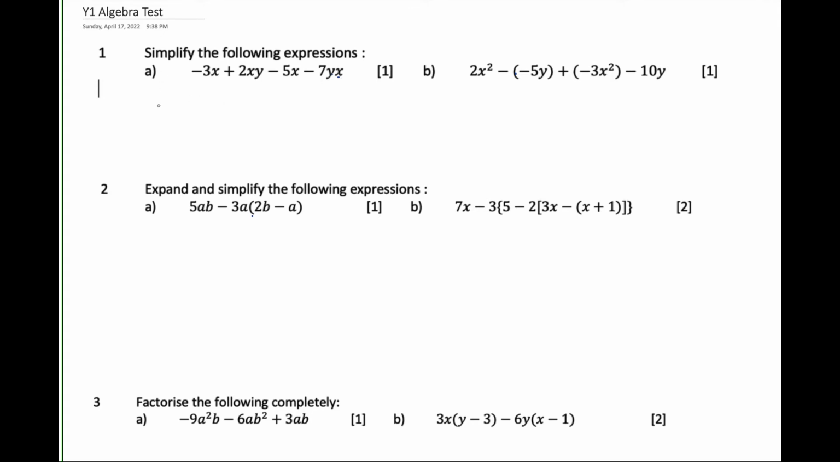So now we have negative 3x and negative 5x giving us a total of negative 8x. There is no change of sign because there are no brackets. 2xy minus 7xy giving us negative 5xy.